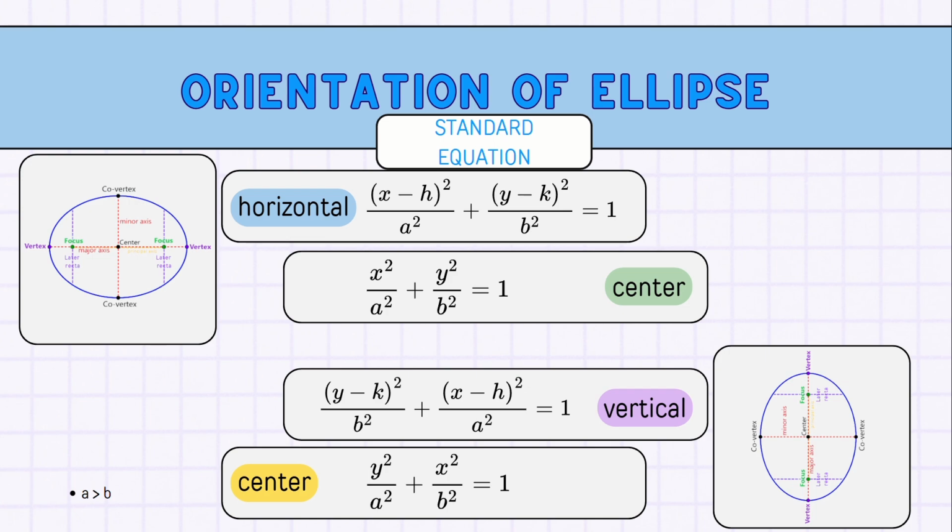In a circle, the x squared value and y squared value are always the same. If they're not the same, then it is an ellipse. Let's give an example. Let's say x squared plus y squared: it is the same coefficient, which means it's a circle. If we have 2x squared plus 4y squared, that will be an ellipse.